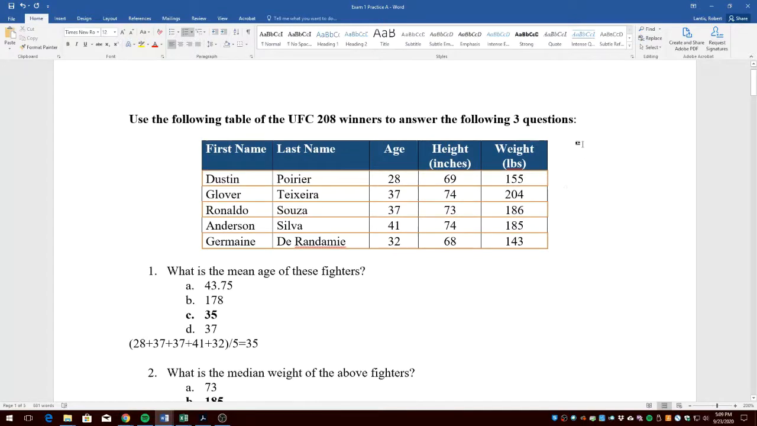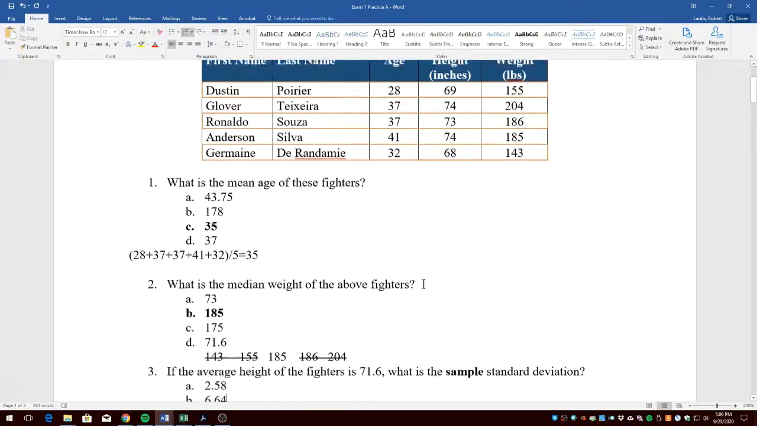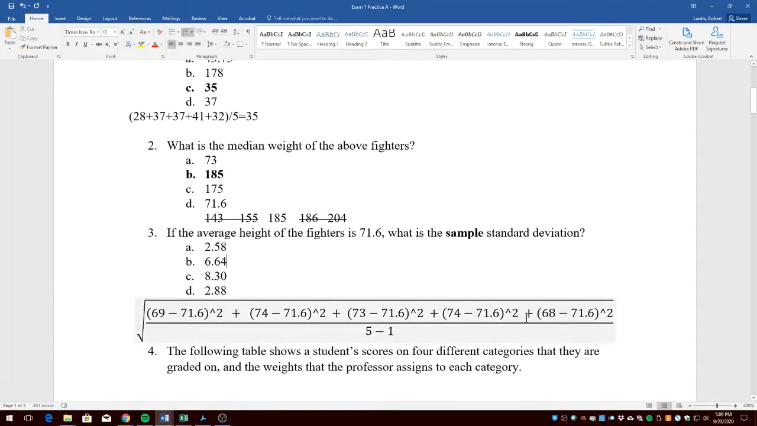Do that for every observation, add them all up. Whatever that total is, write that number down. That's what's in my numerator. Then divide by 4, and then take the square root. You can break this up into steps if you want. That might make it a little easier. But once we do this, we should get 2.88.